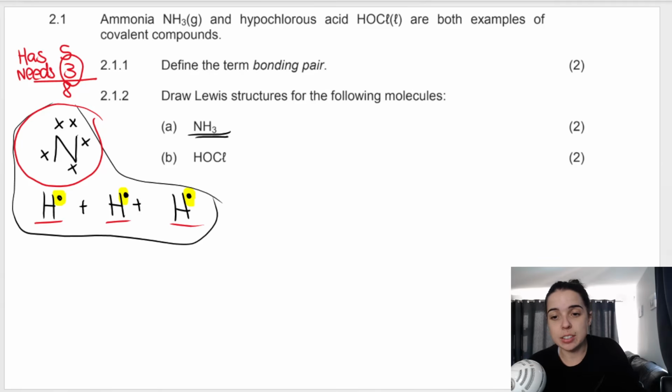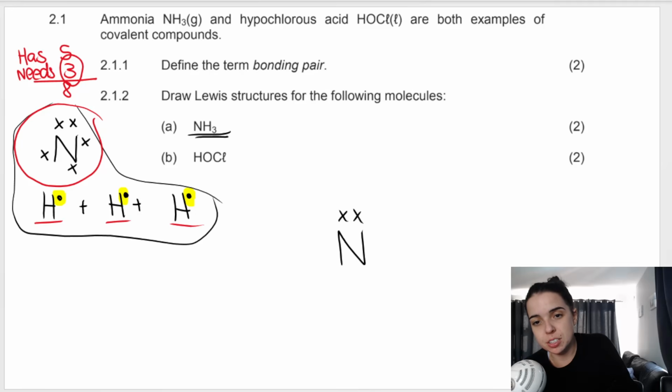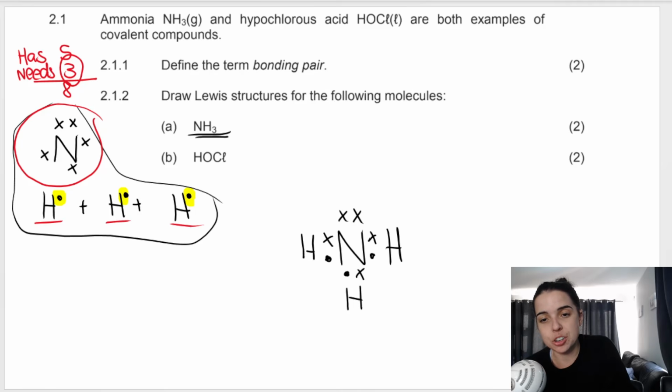So how it works is as follows. We draw the nitrogen in the middle with its valence electrons. Remember it had 1, 2, 3, 4, 5 like that. It needs 3 more. So it's going to share 1 with this hydrogen, 1 with this hydrogen, and 1 with this hydrogen. It is best to keep their symbols separate.